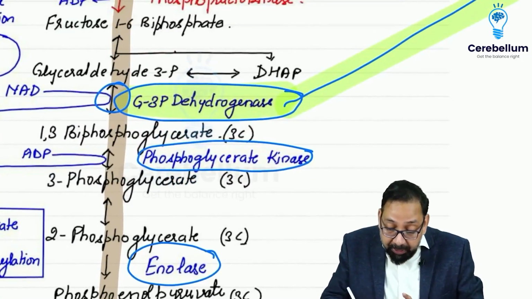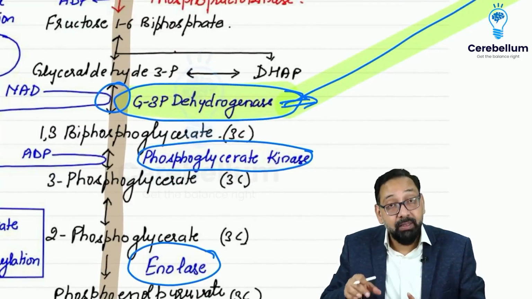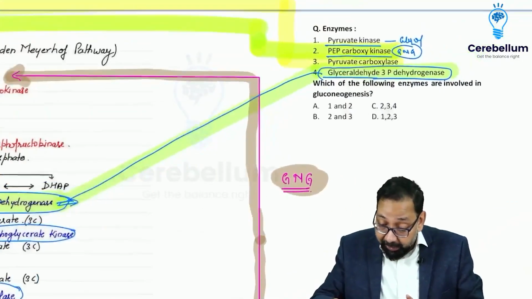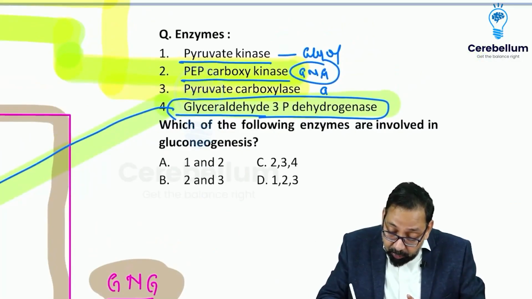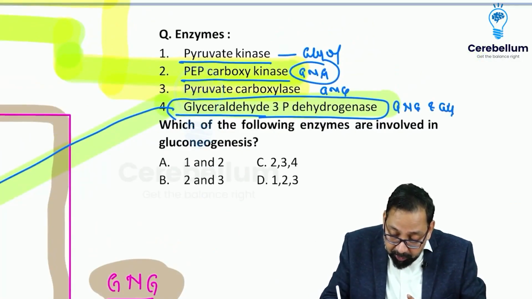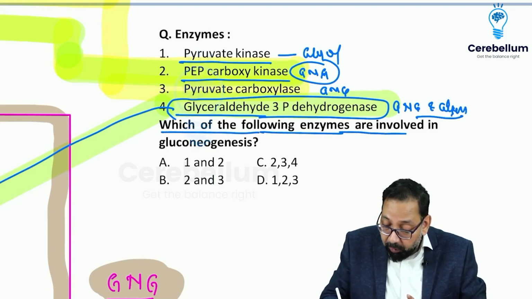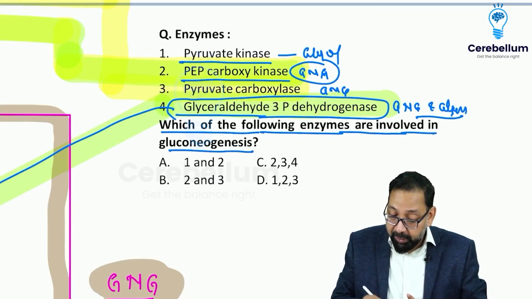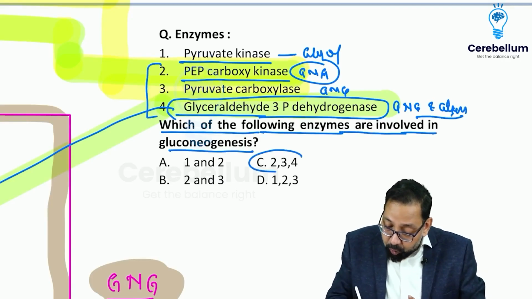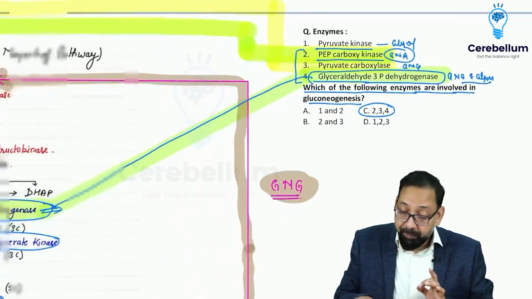But most of the time they ask questions on glyceraldehyde 3-phosphate dehydrogenase, just like in this question. So this is gluconeogenesis, this is gluconeogenesis, and this one is both glycolysis and gluconeogenesis, but they have asked which of the following enzymes are involved in gluconeogenesis. So 2, 3, 4 are involved in gluconeogenesis.